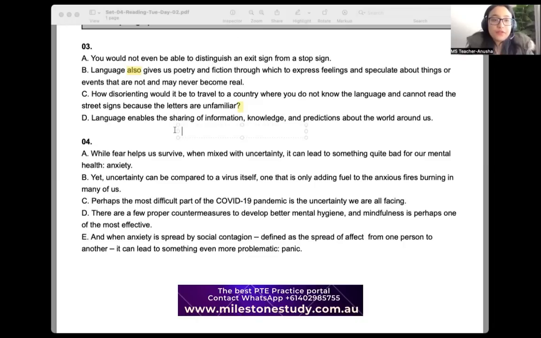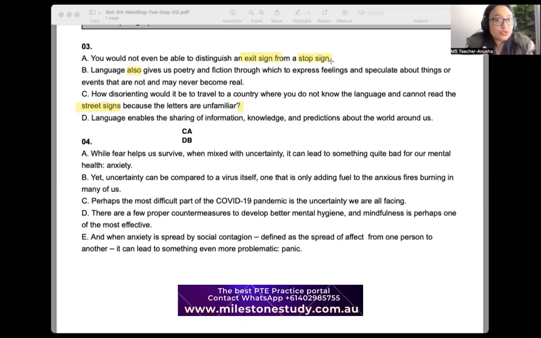Now, it's a very easy task to combine the 2 sentences. You must get CA and DB together. Now, the question is, should we have C first or D first? Should we have the question first or the statements first? Okay. Now, as I said, think about problem and solution. How disorienting would it be to travel to a country where you don't know the language and cannot read the street signs? Obviously, street signs is more general than exit and stop sign, okay? Street sign, exit and stop sign.